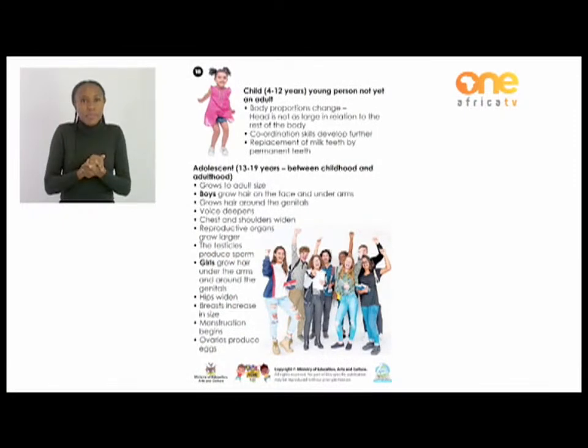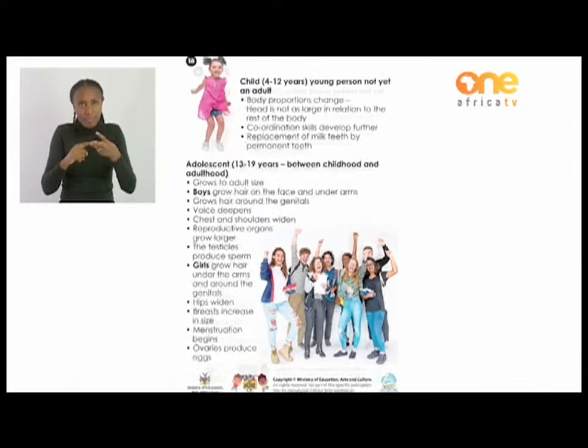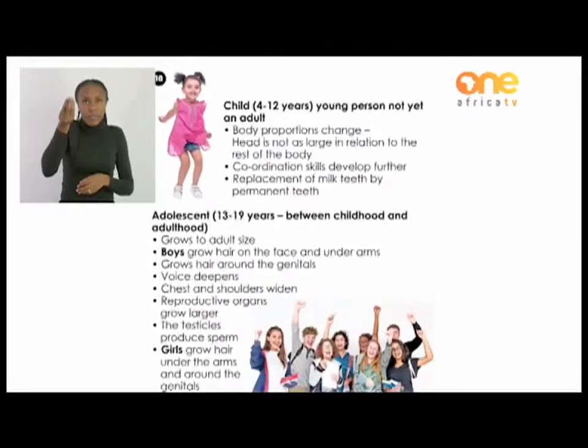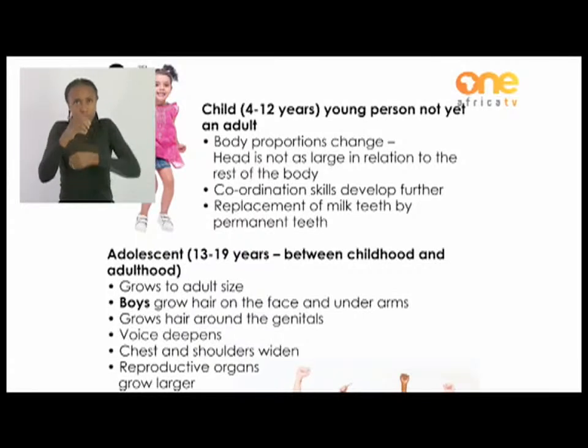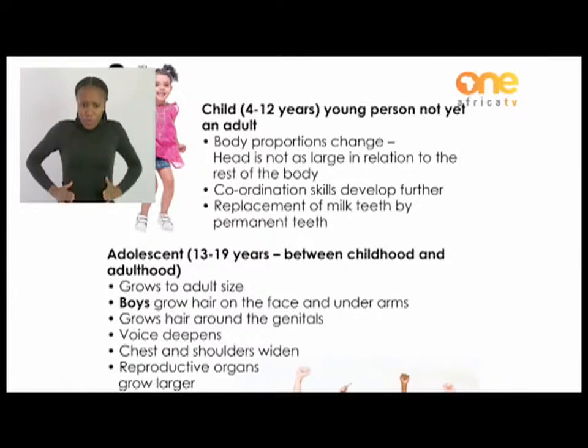The third stage of life, a child or children, their age should be between 4 and 12. These people are actually young persons, not yet adults. But how do they look? How will you tell if somebody is a child or not? In a child, the body proportions change. The head is not as large in relation to the rest of the body. We explained in the infant that the head is bigger than the body. But here, if you are a child, the body should now be bigger than the head.